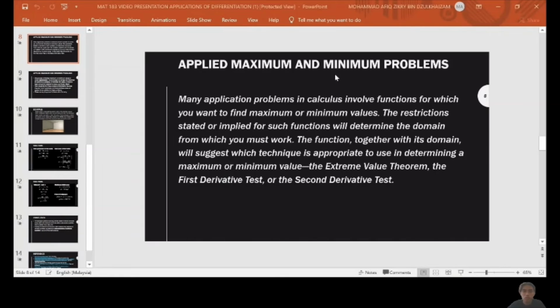I would like to talk about the intro of applied maximum and minimum problems. Many application problems in calculus involve functions for which you want to find maximum or minimum values. The restrictions stated or implied for such a function will determine the domain from which you must work. The function, together with its domain, will suggest which technique is appropriate to use in determining a maximum or minimum value: the extreme value theorem, the first derivative test or the second derivative test.